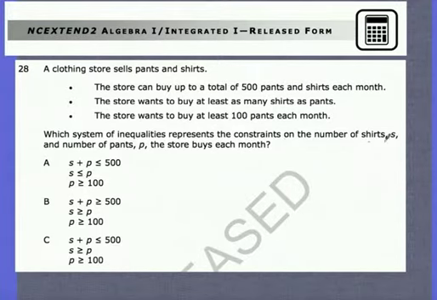Okay, so what I would do is we know that the number of shirts is going to be S and the number of pants is going to be P. So where we see pants, we should mark it out and put P, and where we see shirts, we should mark it out and put S.